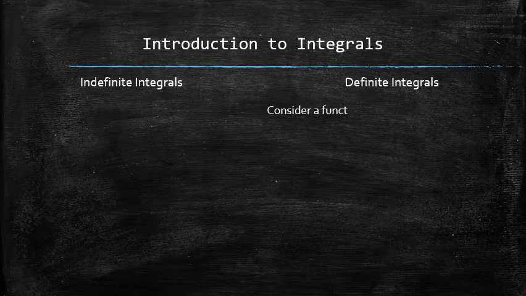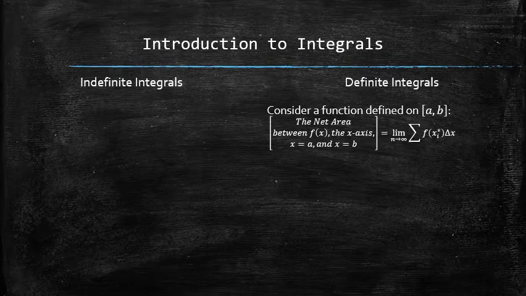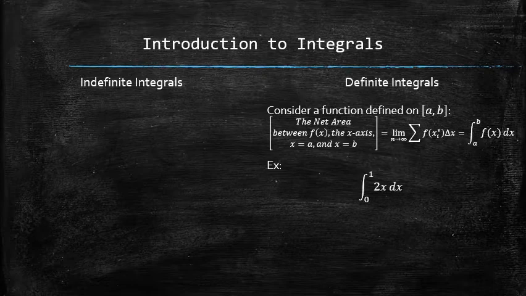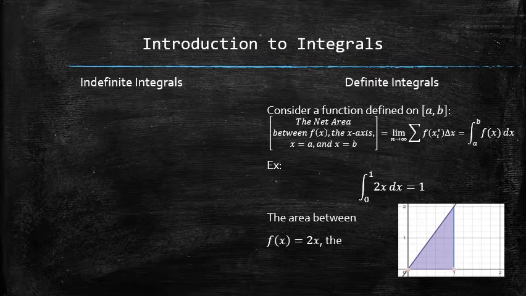On the other hand, let's consider a function that is defined on some closed interval from a to b. We calculate the net area between the function and the x-axis on the interval from a to b as a limit of the Riemann sum and call it the definite integral of f of x from a to b. For example, the integral of 2x from 0 to 1 is equal to 1, because if we look at the graph of the function 2x on the interval from 0 to 1 and compute the area under the graph between 0 and 1, we will get the area that is equal to 1.